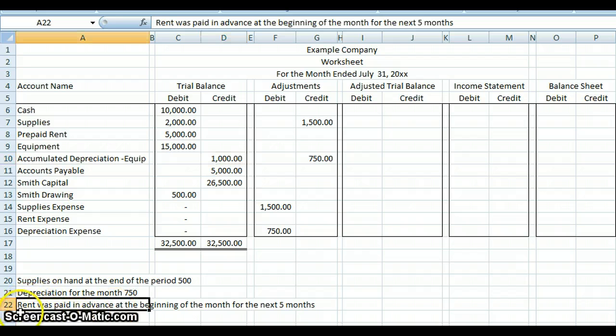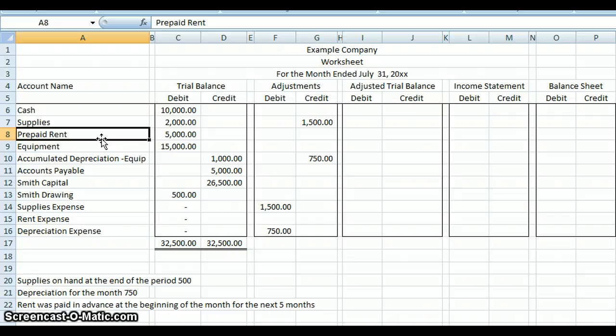Our third one here says rent was paid in advance at the beginning of the month for the next 5 months. So if we come up here to prepaid rent, it's an asset that represents cash that we pay in advance, and that we are going to say, okay, I paid for rent in advance, so I have a financial benefit coming to me. I have the right to stay in the place that I'm renting for 5 months, so that's a benefit. So I have this prepaid asset. But what happens is, as I'm using the storefront or the office building, as I'm working there and in the space, I'm actually using the rent. It's depreciating. I'm not going to have as much rent.